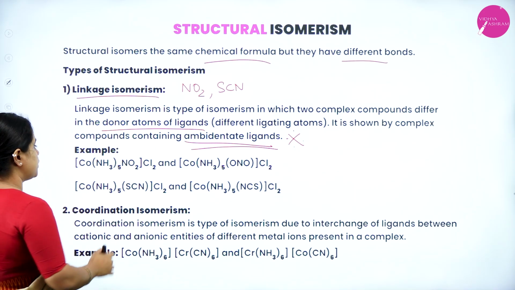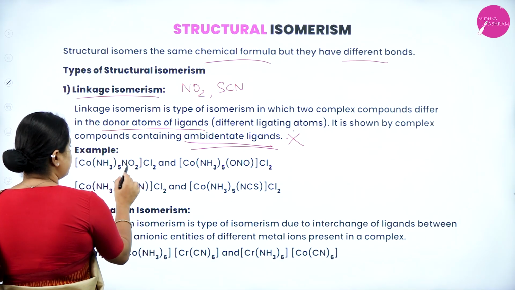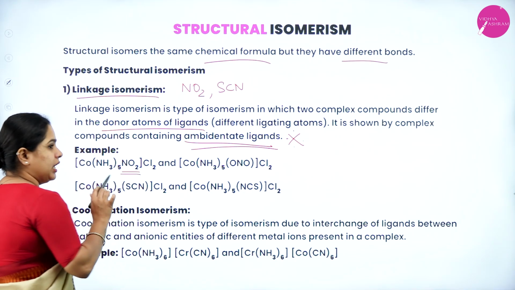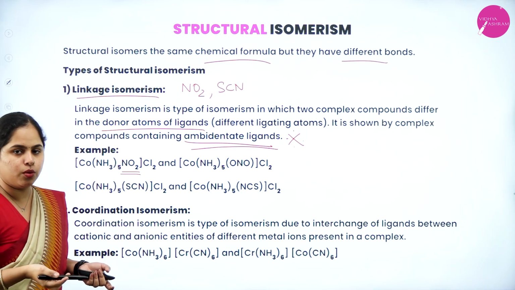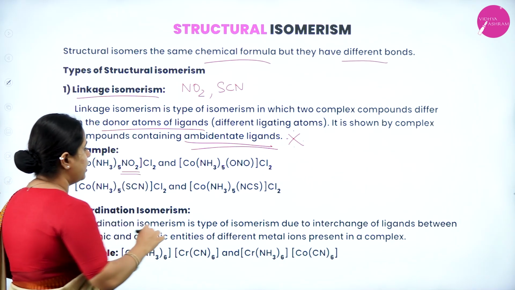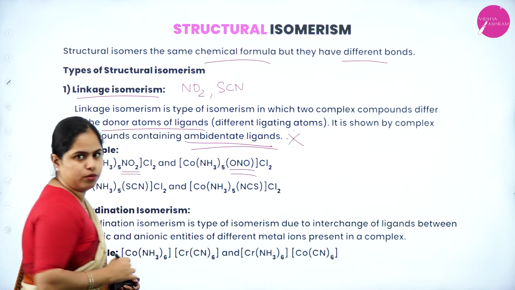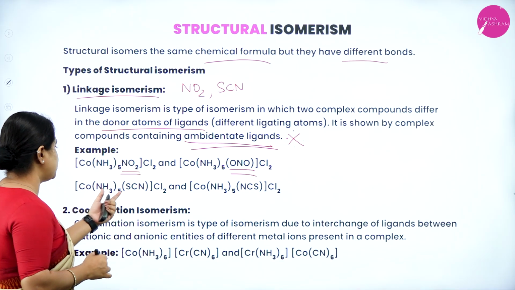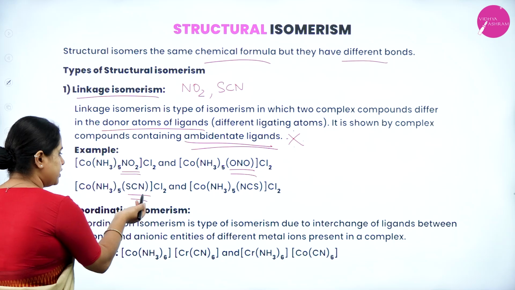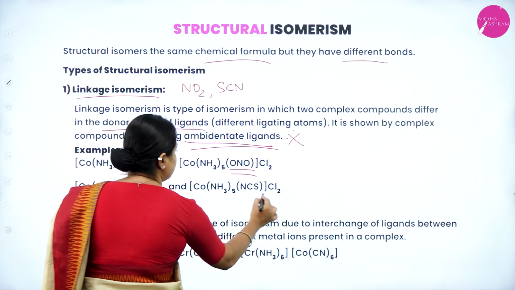So as you can see here, Co(NH3)5 NO2 Cl2. You can see NO2 here, and if you have to write the linkage isomer for it, instead of NO2 you write ONO, right? So this is the other isomer for it. Then you can see here Co(NH3)5 SCN Cl2, which will be the isomer? Instead of SCN, it will be NCS, right? It will be NCS.